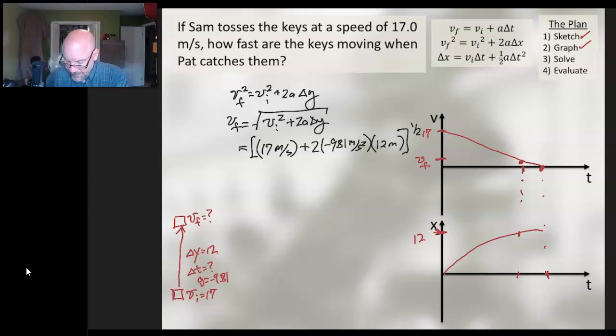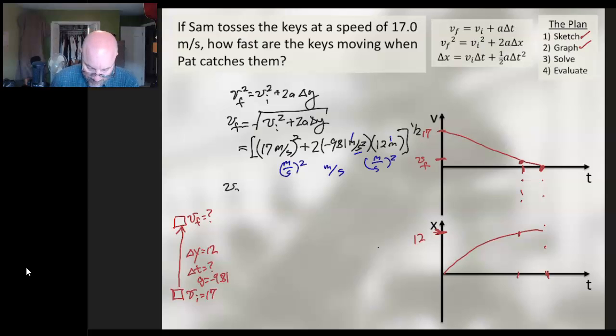Let's look at the units real quick. Whoops, this number has to be squared. There we go. So this turns out to be meters per second squared, and this is also meters per second squared. When I take the square root of them, I'm just going to be left with meters per second. Nice. Everything works out perfectly there.